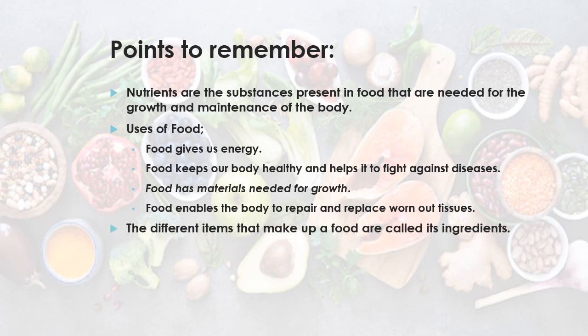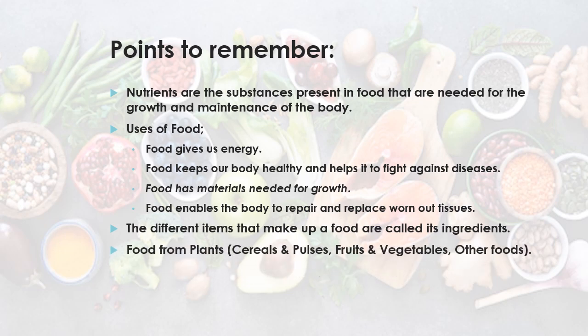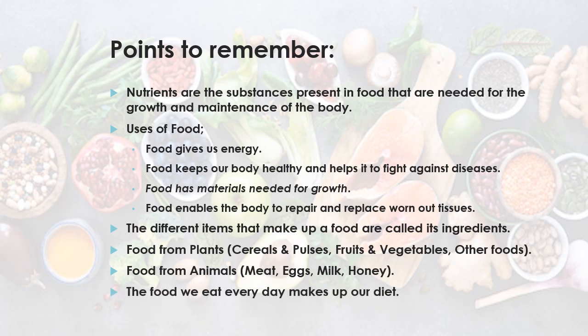The different items that make up a food are called its ingredients. Food from plants are cereals and pulses, fruits and vegetables, and other foods. Food from animals are meat, eggs, milk, honey. The food we eat every day makes up our diet.